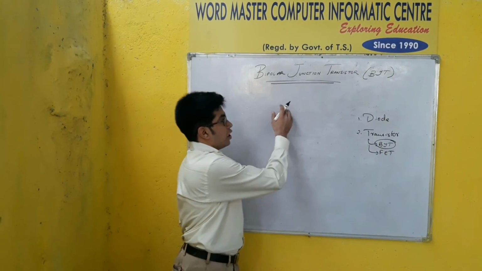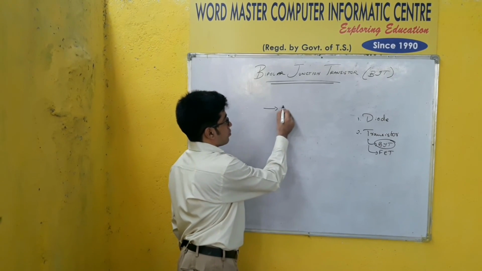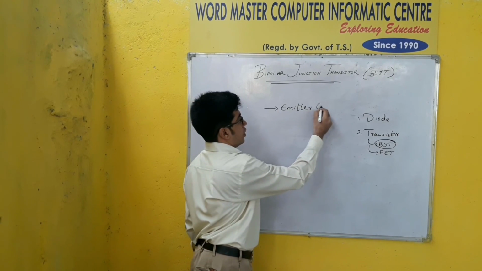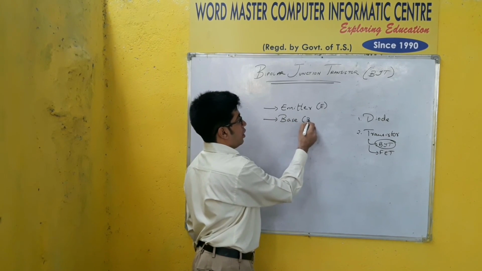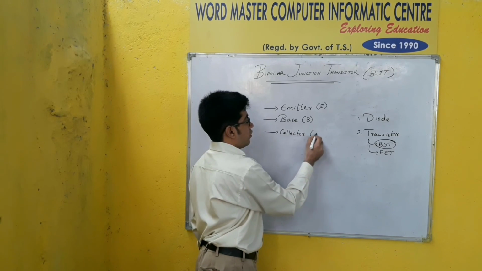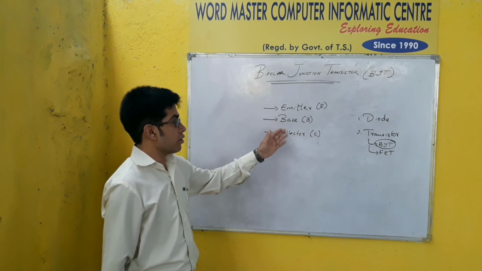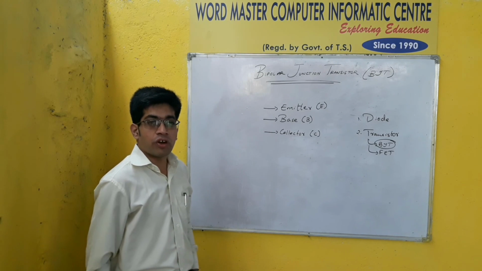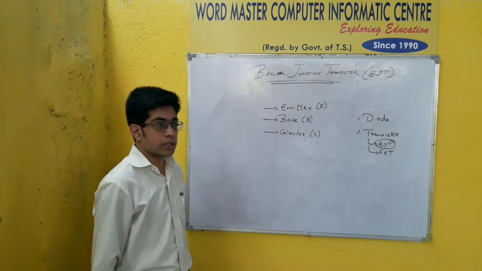So basically a BJT is a three terminal device. The three terminals are emitter, represented by E, base, represented by B, collector, represented by C. So a BJT has three terminals, emitter, base and collector, and it works with both majority and minority carriers. That's why the name bipolar has been given to it.